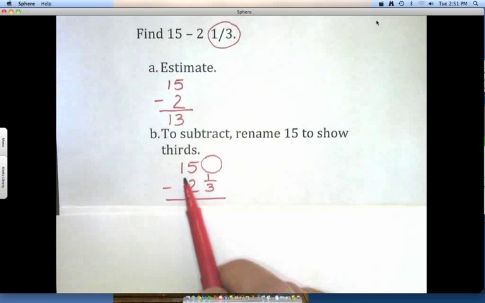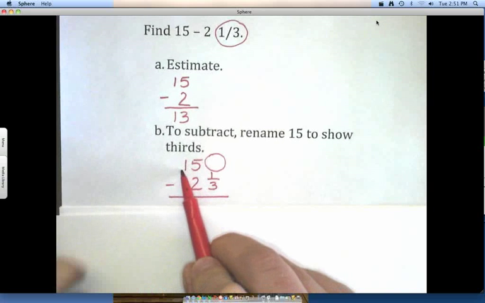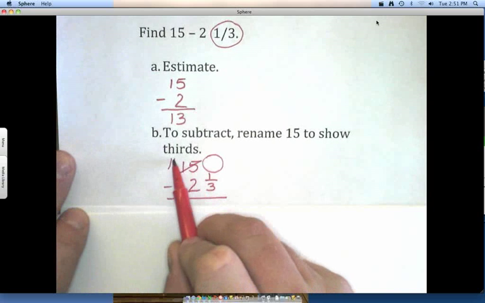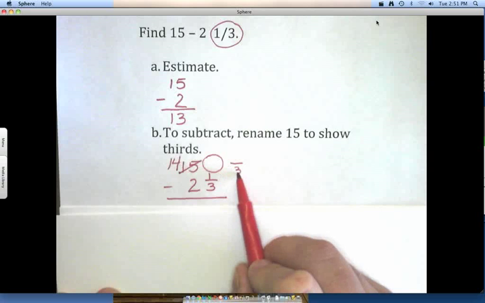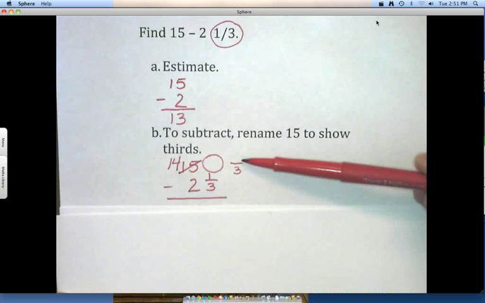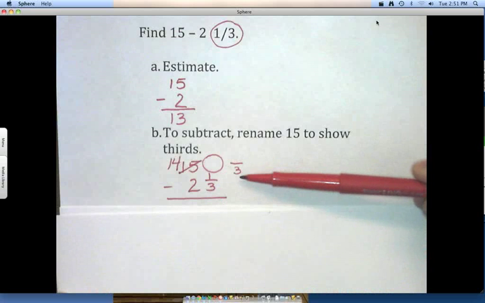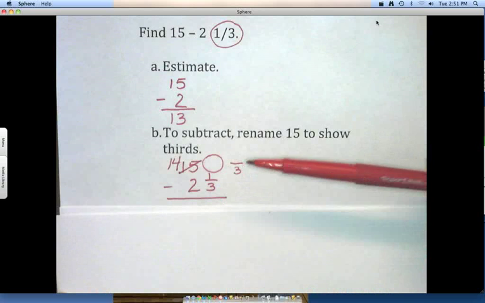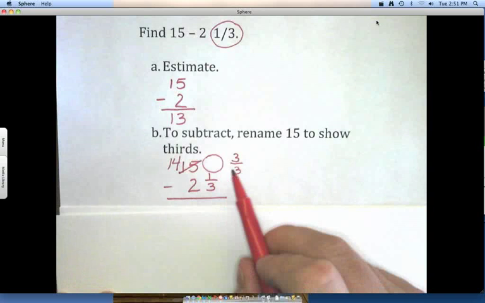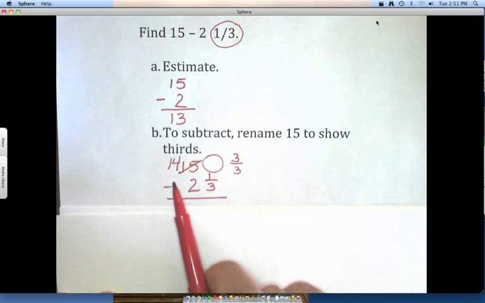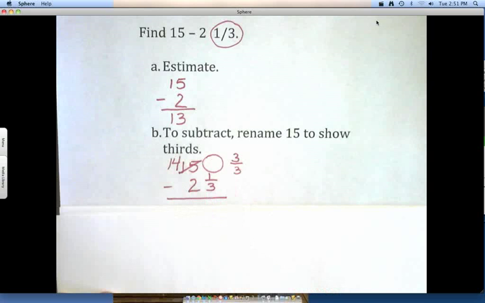So I am going to take my 15 and I'm going to break my 15 up. So I'm going to be left with 14. And I want my denominator here to be 3. Now what should my numerator be in order for it to be equal to 1? From previous lessons, we know that when the numerator and denominator are equal, your answer is 1. So 3/3 is the same as 1, and that's how we were able to take the 1 from the 15, so that's 14, to break that up into a simple fraction.